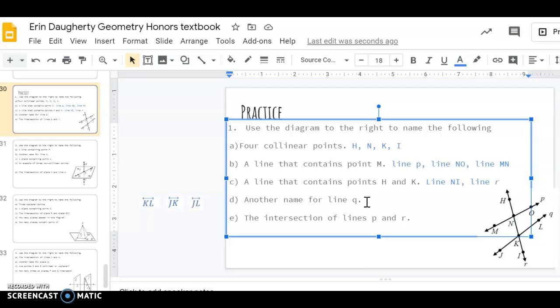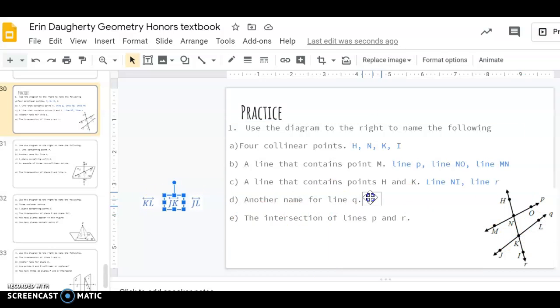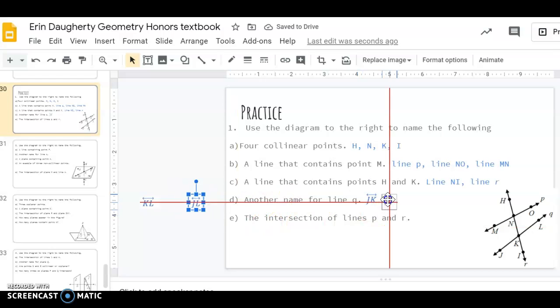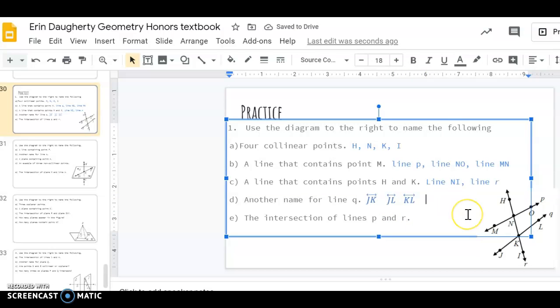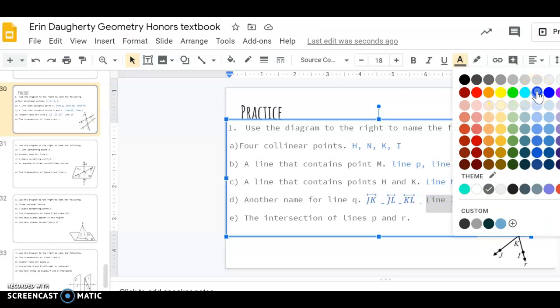Okay, another name for line Q. So I first have to identify where Q is, and it's right here. Another name for line Q would be JK, or it could be line KL. I've already made some out here, so I can say line JK, line JL, line KL. Now I've created these myself, but if you don't have access to symbols, you can always just specify the line in front. So I can say line JK, and that's fine. I'm going to go ahead and make this blue real quick. There we go.